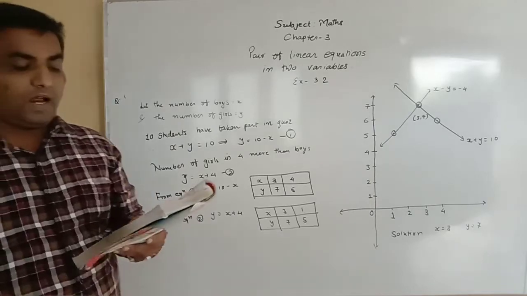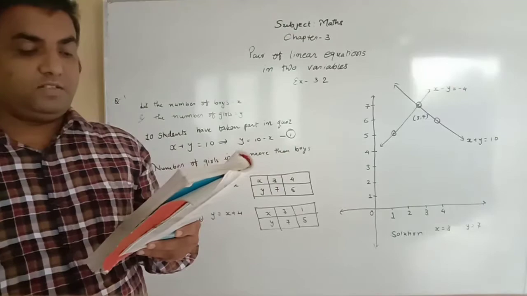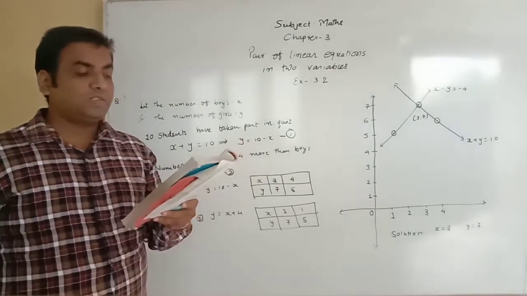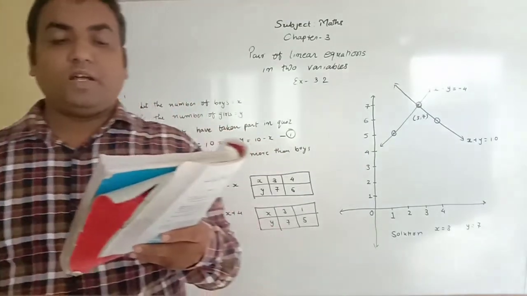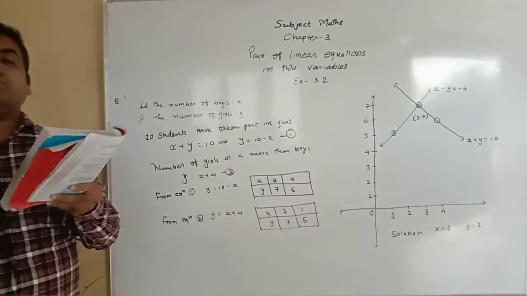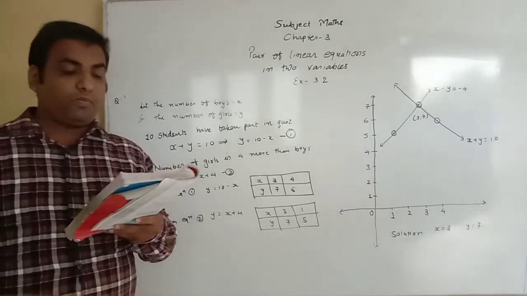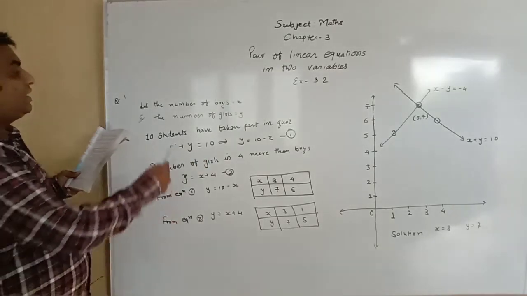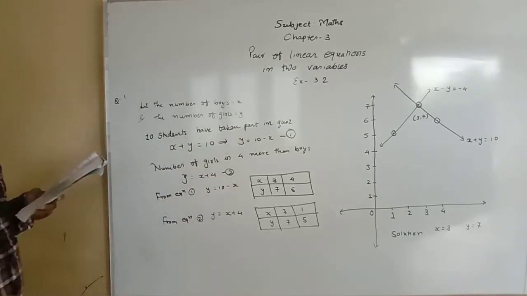10 students of class 10 took part in a mathematics quiz. The number of girls is 4 more than the number of boys. Find the number of boys and girls who took part in the quiz. So here two variables are there, the number of boys and the number of girls. So let the number of boys equal x and the number of girls equal y.